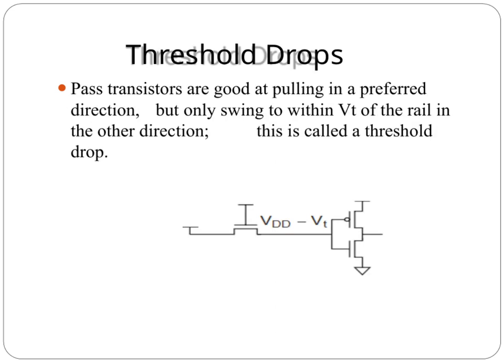Here, we're talking about threshold drops in pass transistors. Pass transistors work well when pulling a signal in their preferred direction, meaning they can effectively pass a strong logic level. However, when the signal tries to swing in the opposite direction, it can only do so up to within the transistor's threshold voltage of the supply rail. This limitation is what we refer to as a threshold drop. Essentially, it means the output voltage won't fully reach the rail voltage, which can affect the performance in certain circuits. Understanding this behavior is crucial when designing reliable transistor-based logic circuits.